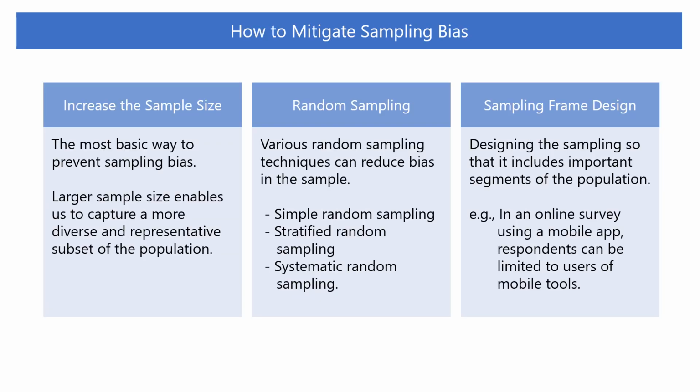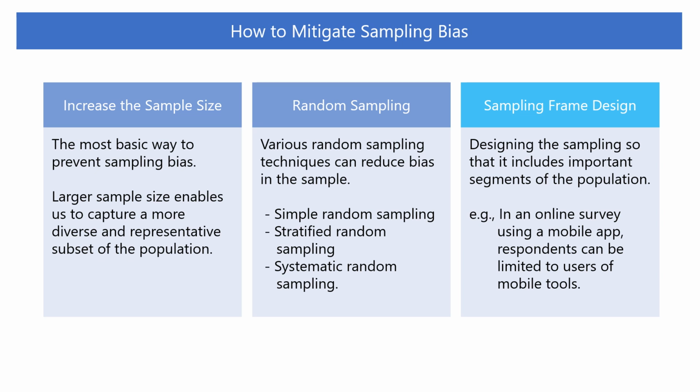Next, let's look at ways to reduce sampling bias. The most basic way to prevent sampling bias is to increase the sample size. By increasing the sample size, you can capture a more diverse or representative subset of the population, and reduce the possibility that the sample will be biased towards a particular group. In addition, as with the case of selection bias, using random sampling can reduce bias in the sample. There are various methods including simple random sampling, stratified random sampling, and systematic random sampling.